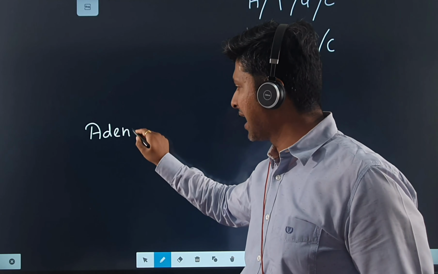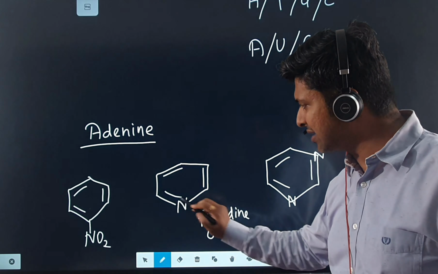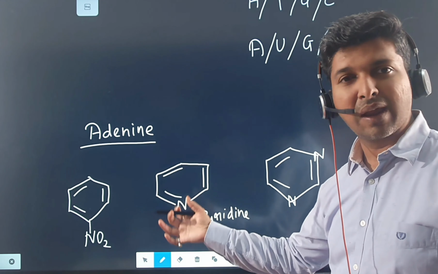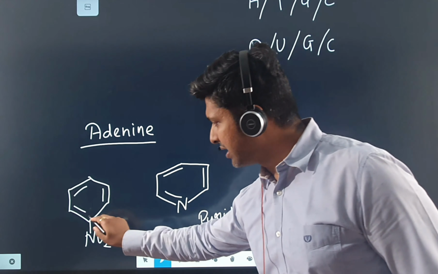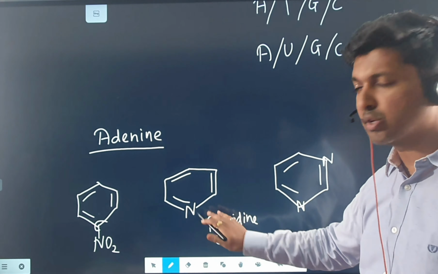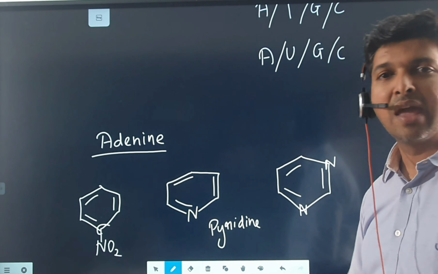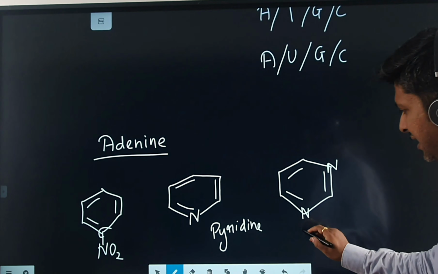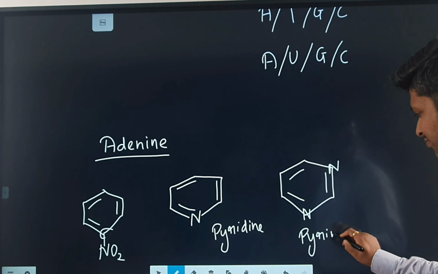When I ask most of the children, when you attach a nitrogen, what does it become? The children say that it is nitrobenzene. It's absolutely wrong, because nitrobenzene is something like this: NO2 attached to the benzene ring. Nitrogen over here is attached inside the ring. By removing a carbon, we have put in nitrogen. Here we have NO2 attached to the carbon of the ring. Here nitrogen is not attached to the ring; we have replaced the carbon with a nitrogen. So this is pyridine, this is pyrimidine.